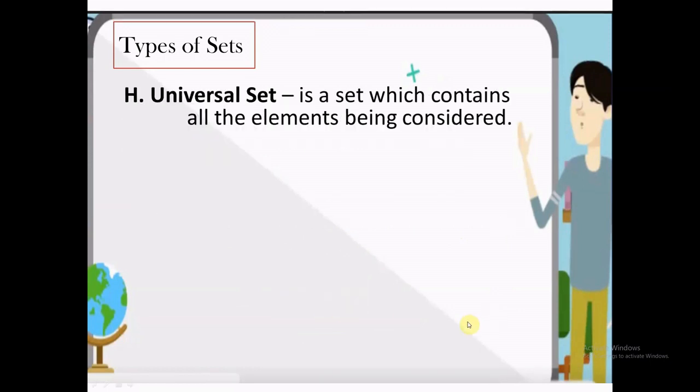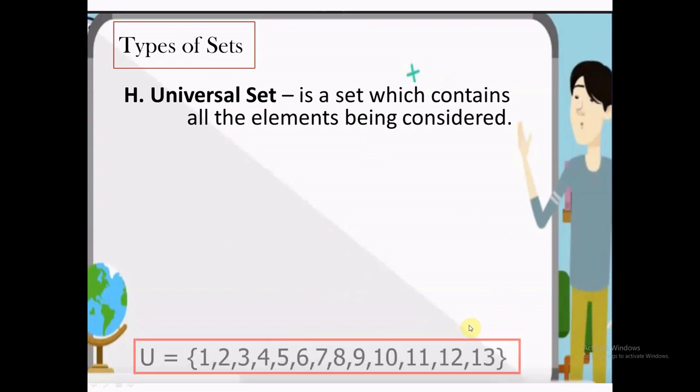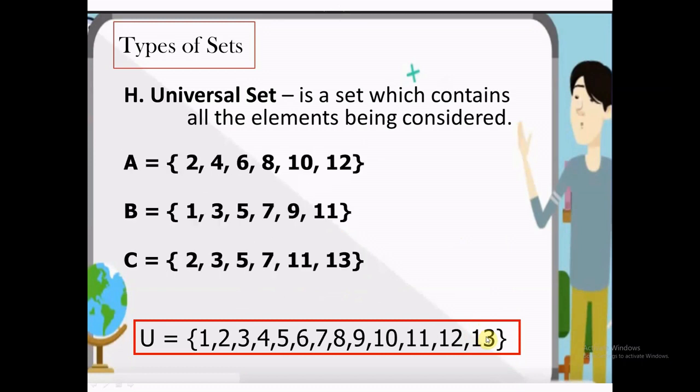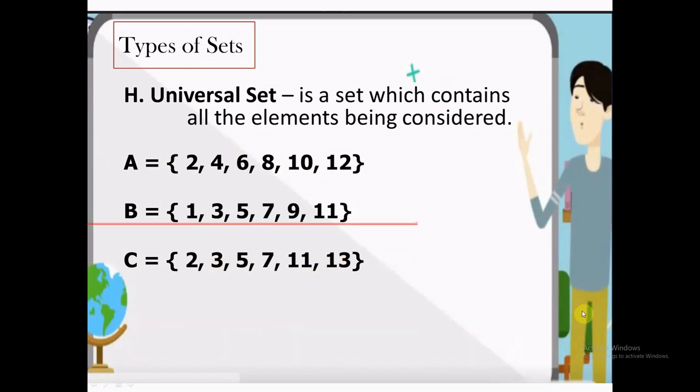Universal set. This is a set which contains all the elements being considered. Let's say A, B, and C have the following elements. Okay? So the universal set contains all of the elements available in A, B, and C. That means 1, 2, 3, 4, 5, 6, 7, 8, 9, 10, 11, 12, and 13. All of these elements are inside the universal set.